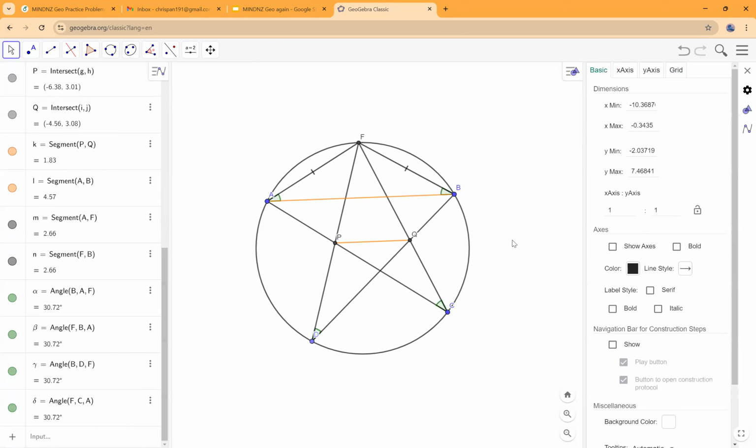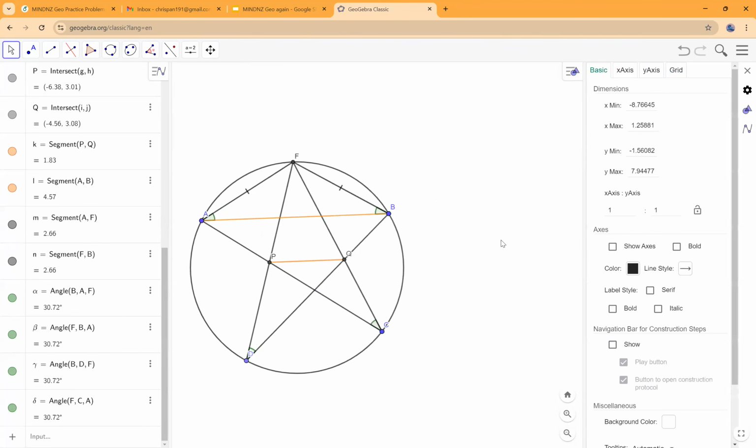Does anyone happen to see maybe where the cyclic quadrilateral is hiding now?